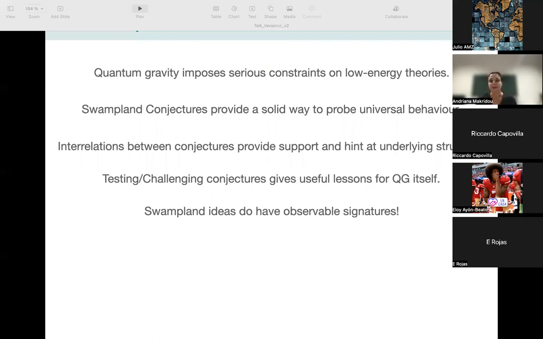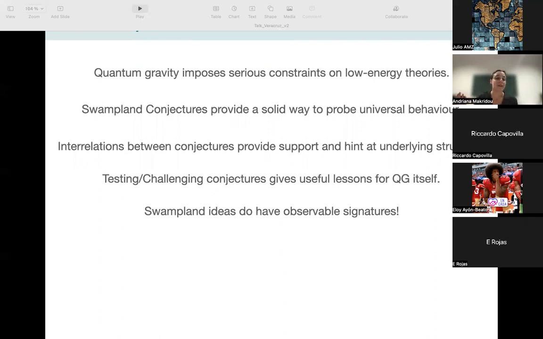And these are not random conjectures that one is making, but there is some kind of physics lore behind all of this. And actually, testing and challenging conjecture is something that is very useful for giving very useful lessons for quantum gravity itself. Here, I mean string theory.